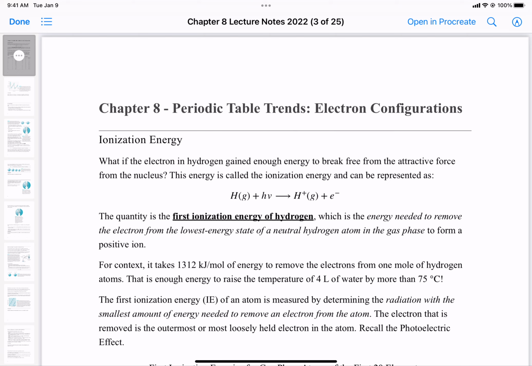So just a little background here. It takes 1,312 kilojoules per mole of energy to remove electrons from 1 mole of hydrogen atoms. So in some context, that's enough energy to raise the temperature of 4 liters of water by more than 75 degrees Celsius. So that's a lot of energy. So it tells us that these electrons are bound. They don't want to be lost, generally speaking, because you generate an unstable ion in the process. So these are high energy species.